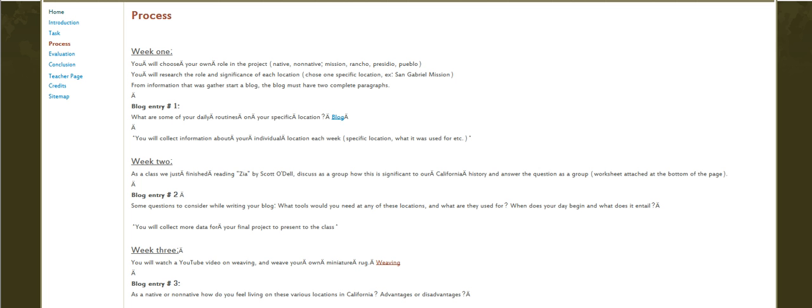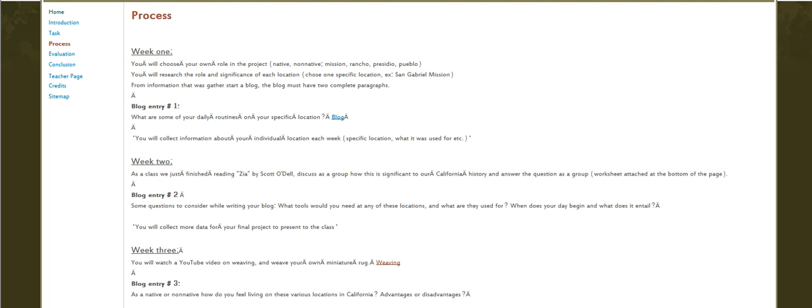The process page is broken down into 4 weeks. In week 1, students will choose their role as native or non-native and have to choose a specific California landmark. And they will also start a blog, which gives the students some questions underneath each blog entry.